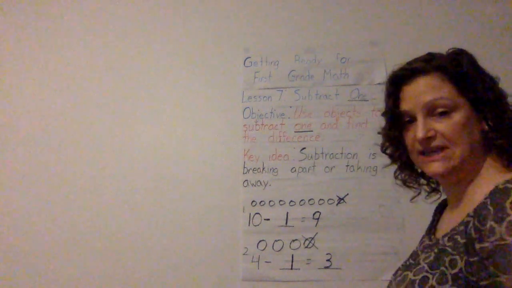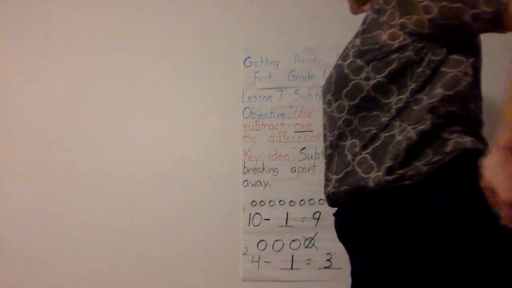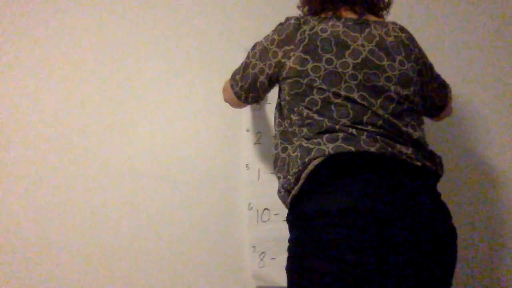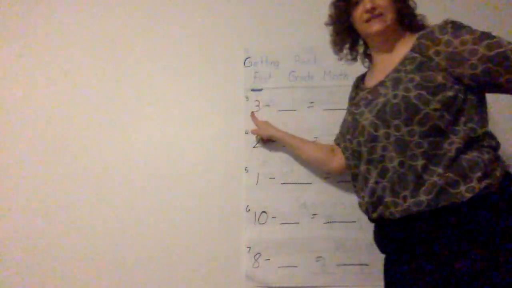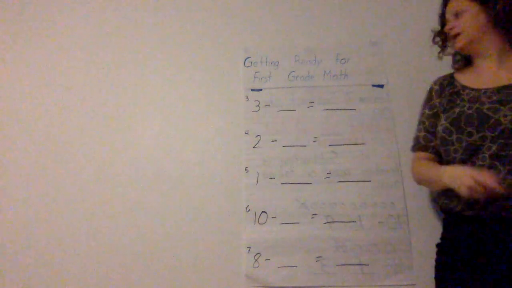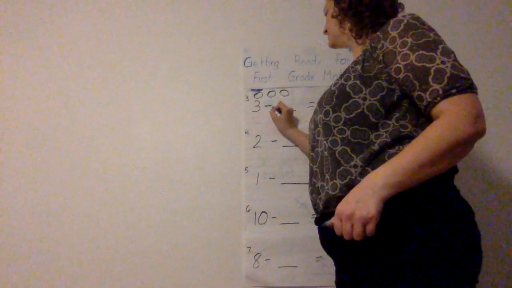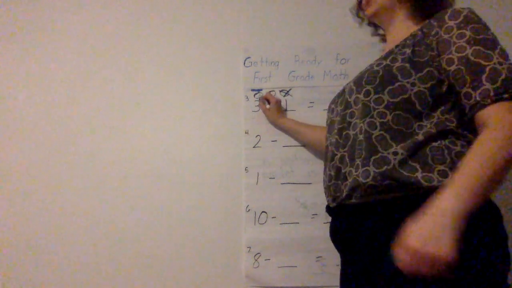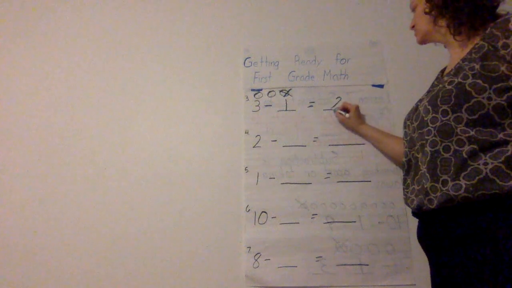I have a few more examples on the back for us to do, so I'm going to turn this over so we can see them and work on them together. Okay, so for my next one, it says 3. Again, I'm going to draw 3 circles and trace my minus sign. And I'm going to write 1. I'm going to cross 1 off. 3 minus 1 is 2. I'll trace the equal sign, and I will write 2.